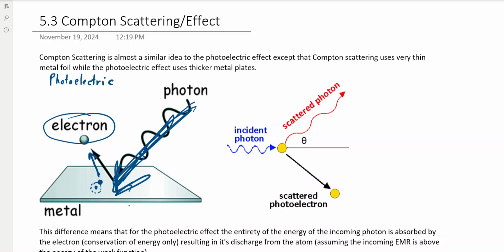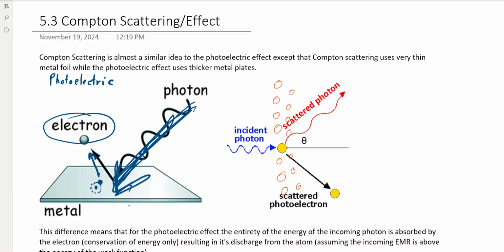Now, what's different here is this is Compton scattering. So instead of a thick metal plate that absorbs the photon entirely, it's a very, very thin metal foil. And this thin metal foil has a bunch of electrons in a row, like this. They could be a couple atoms thick, but it's not very, very thick. It's just a couple atoms thick. And it happens that the incident photon hits one of those electrons on one of those atoms.